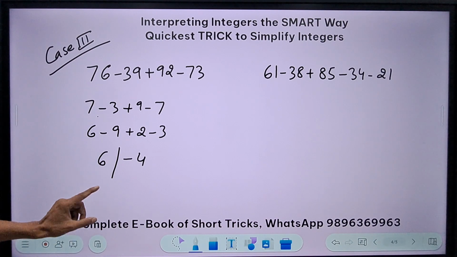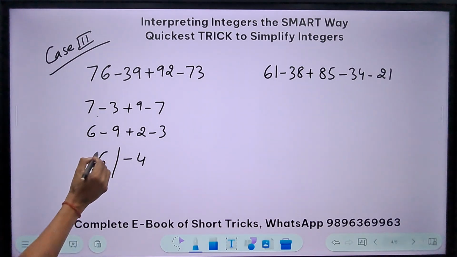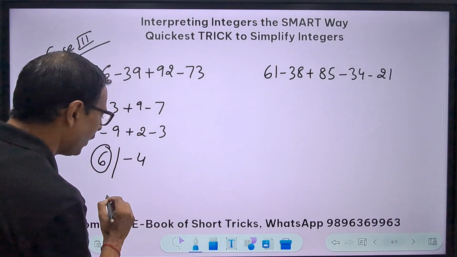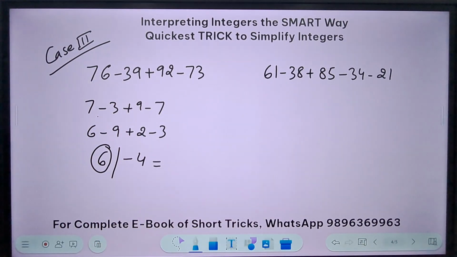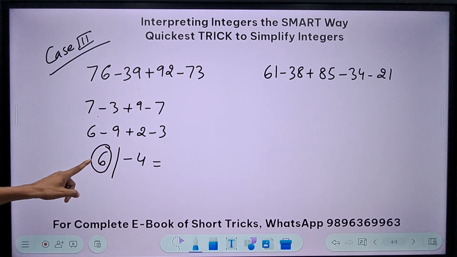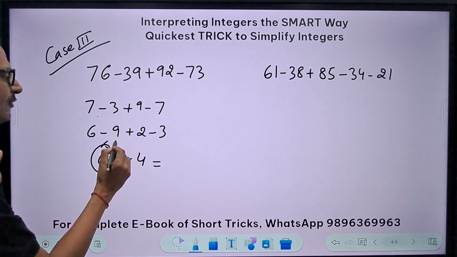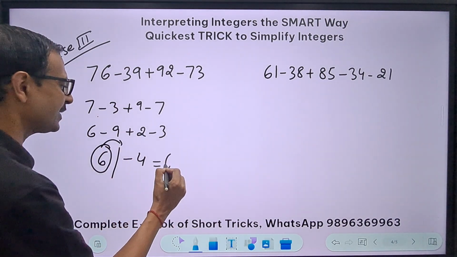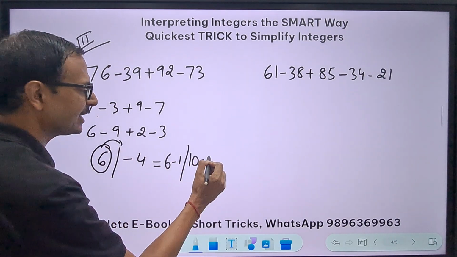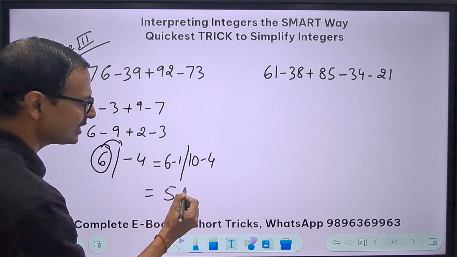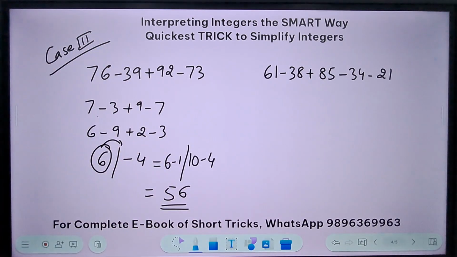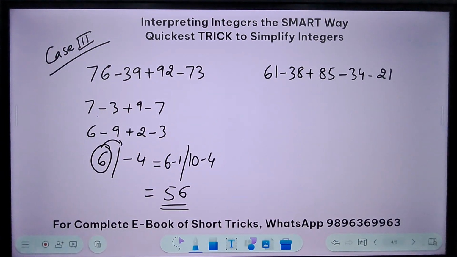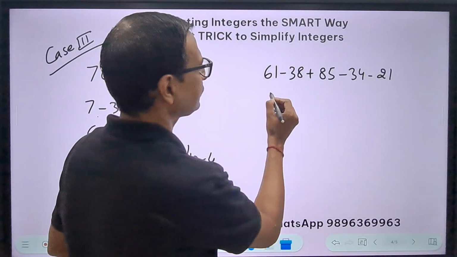Now because the first one is positive, your answer will be a positive number. That means your answer will never be a negative number if the first one is positive. Just borrow 1 from here. So this becomes 6 minus 1 and this becomes 10 minus 4, which gives you 56 as the answer for this question. Positive 56.